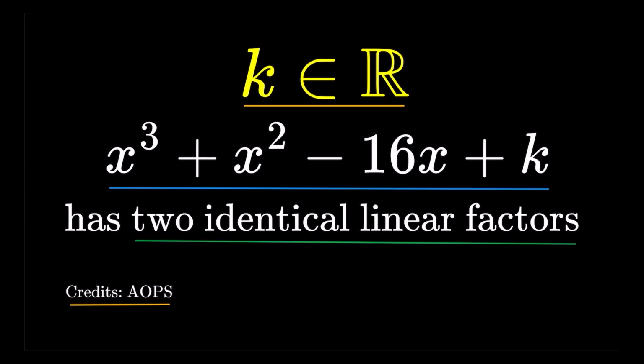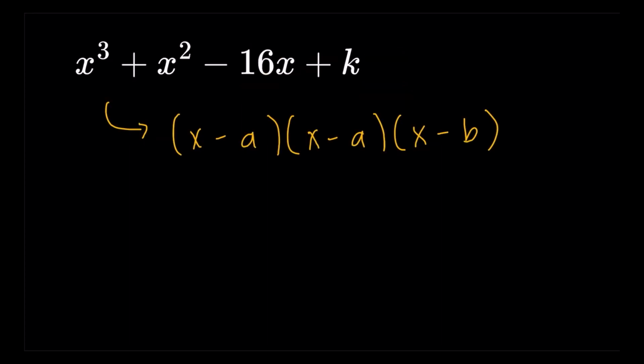Alright, so taking a look at the condition where this polynomial expression has two identical linear factors, it means that we could factor this into three factors because it is a cubic polynomial. By the fundamental theorem of algebra, it should have three complex roots. So let's just say the factors are going to be x minus a, x minus a, and x minus b. The two x minus a factors are the two identical factors.